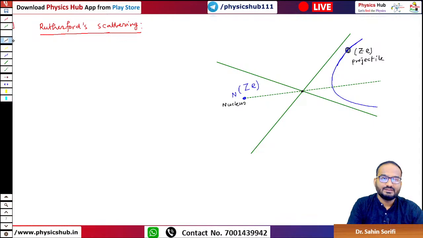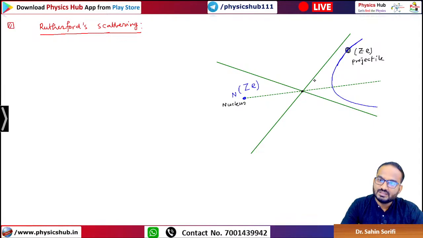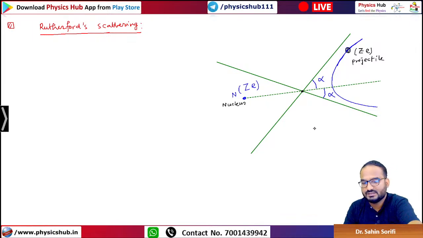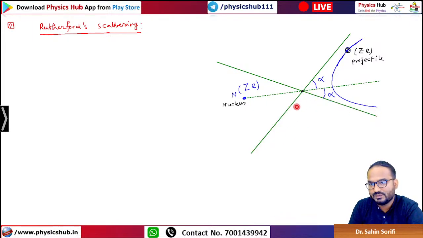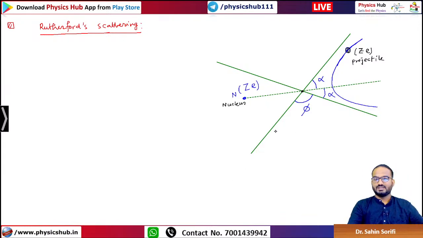So to measure the angles, try to understand it very carefully, it's very important. This was its initial direction and this is its final direction. So what is the angle of scattering? This will be the angle of scattering, phi. This was the initial direction, this is the final direction, so this angle will be the angle of scattering.